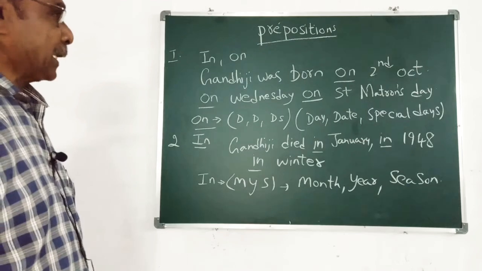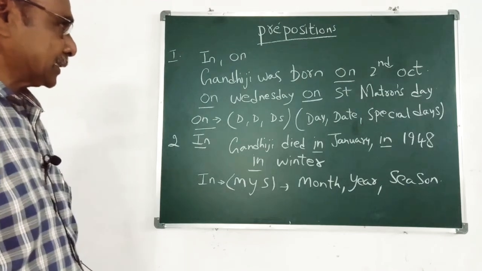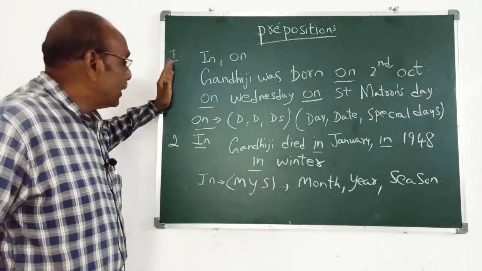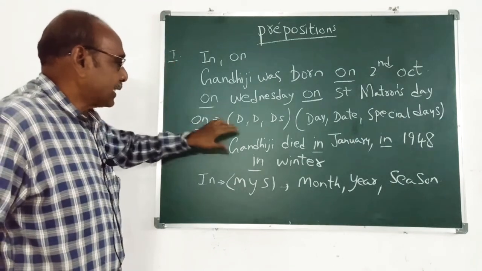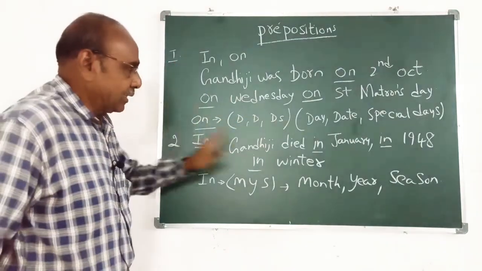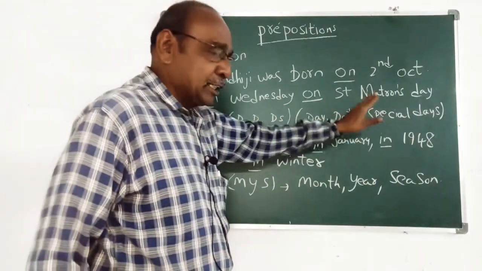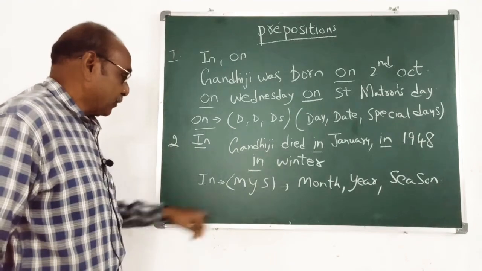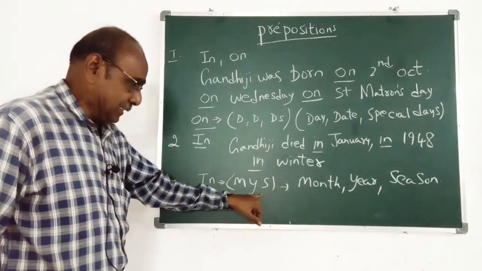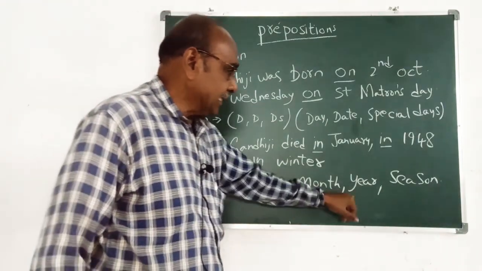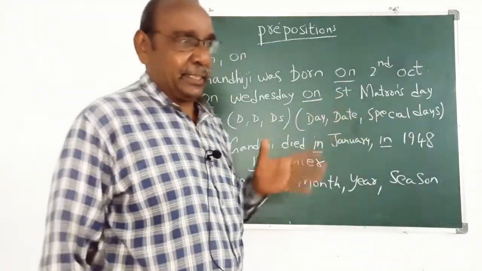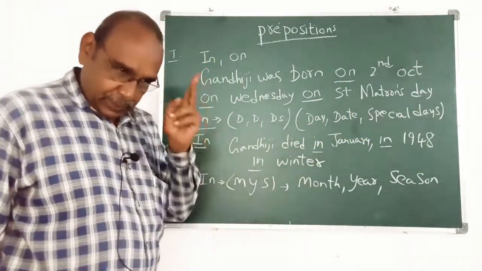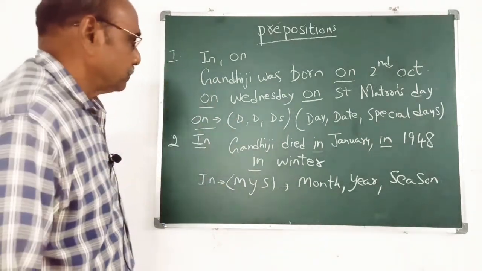So let's get back once again. The prepositions in and on. The first use is, on is used before D, D, S: day, day, special days. In is used before M, Y, S. That is month, year and season. That means in winter, in summer, in autumn.